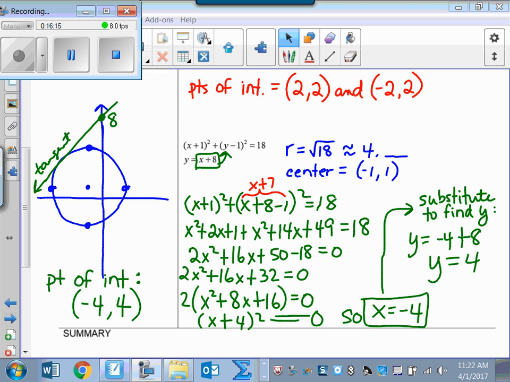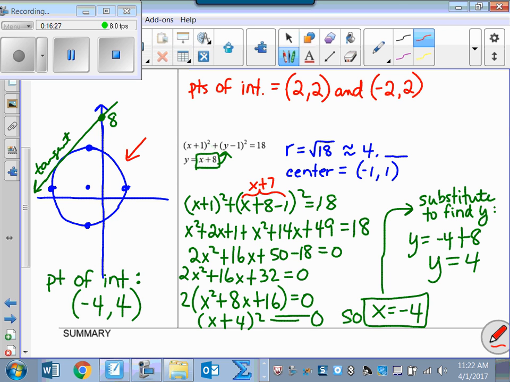All righty, here's the last problem. Find my center. It's at negative 1, 1. The radius is the square root of 18, which is 4 point something. So I come over here, I sketch my circle. Now I got to sketch the line. I didn't know it was tangent till I graphed it.